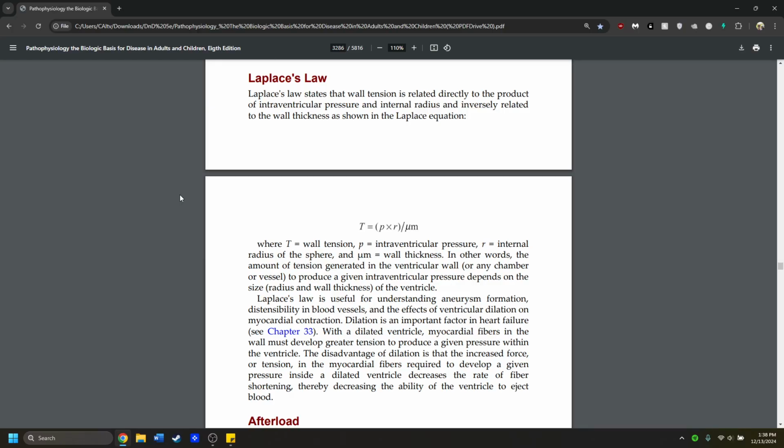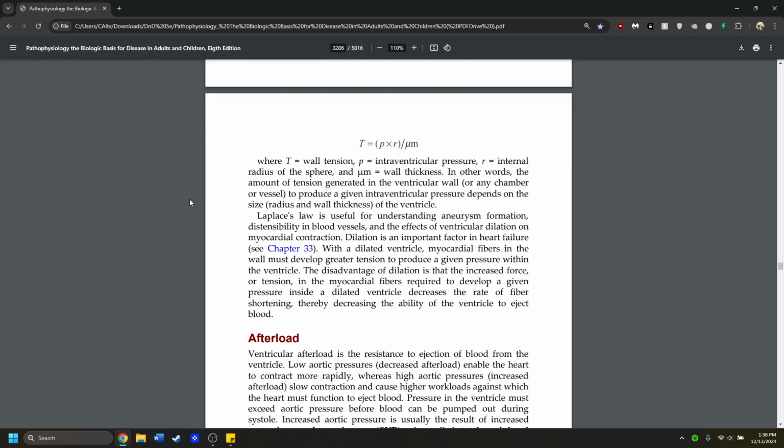In a dilated ventricle, myocardial fibers in the wall must develop greater tension to produce a given pressure within the ventricle. The disadvantage of dilation is that it increases force or tension in the myocardial fibers required to develop a given pressure inside a dilated ventricle, decreases the rate of fiber shortening, thereby decreasing the ability of the ventricle to eject blood.